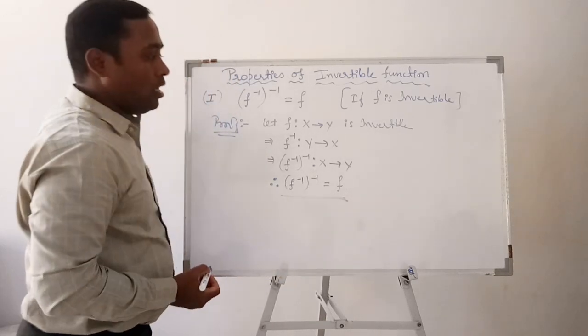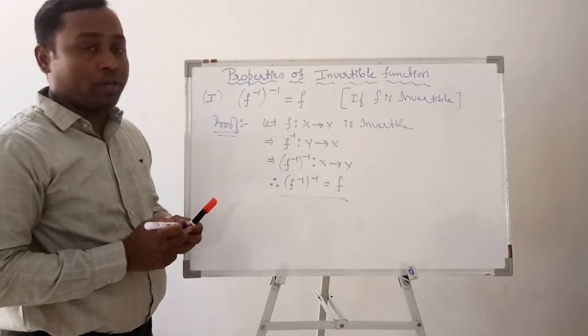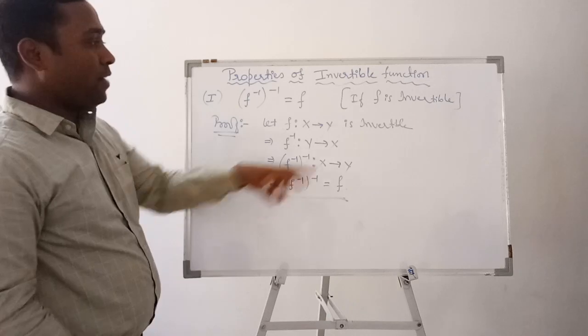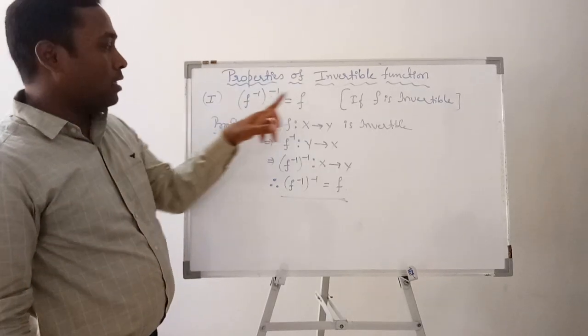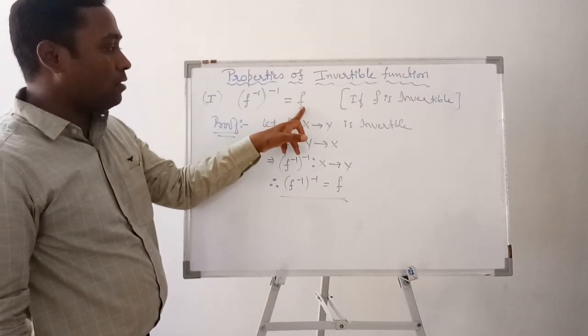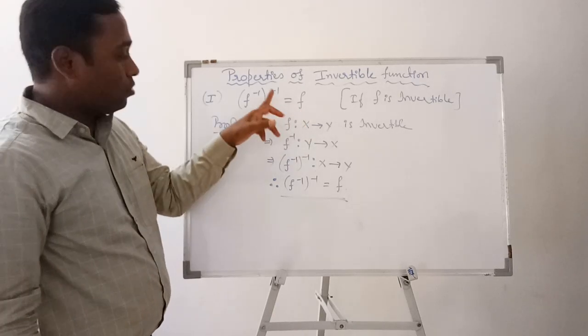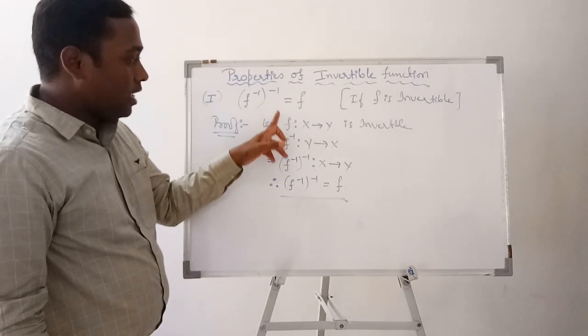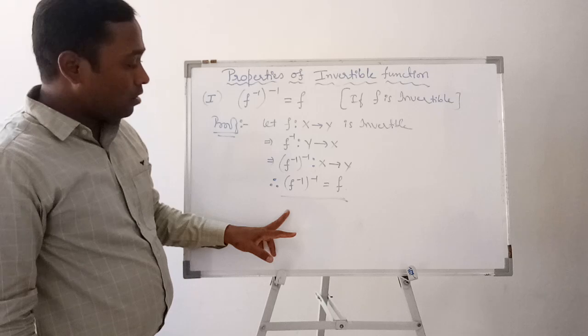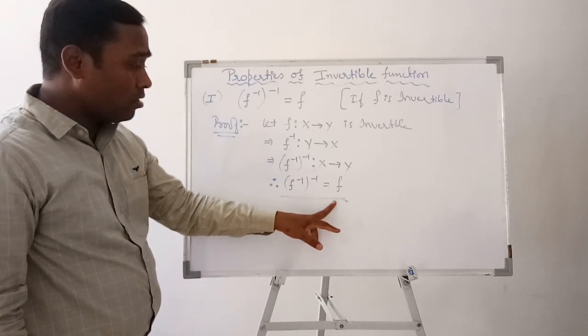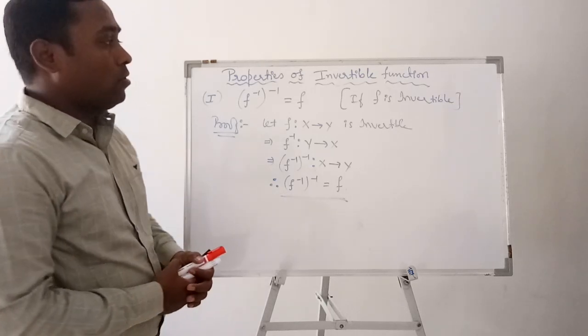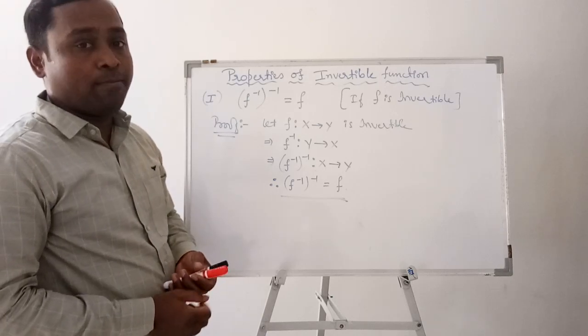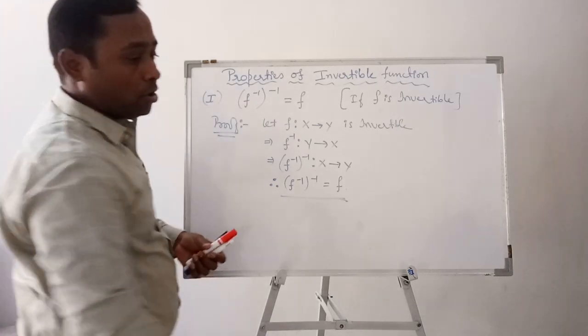So this is the derivation of this property. I repeat, if f is an invertible function, then the inverse of the inverse is the function itself. So the theorem is there and the proof is here. I think you will understand this theorem. Now we'll move on to the second property of the invertible function.